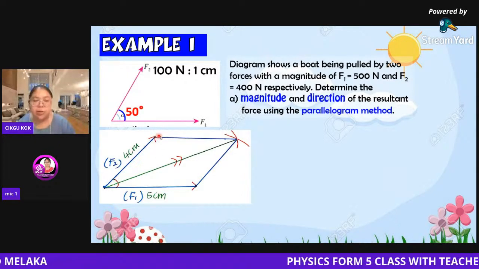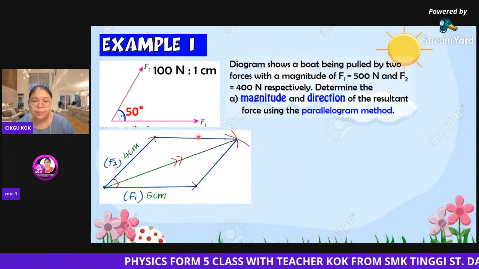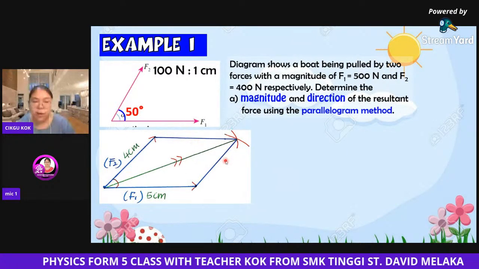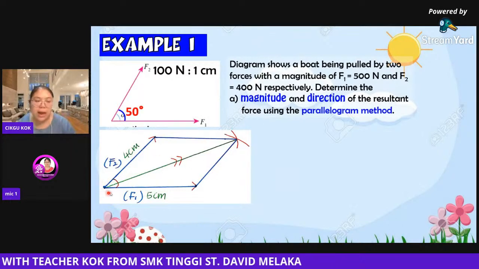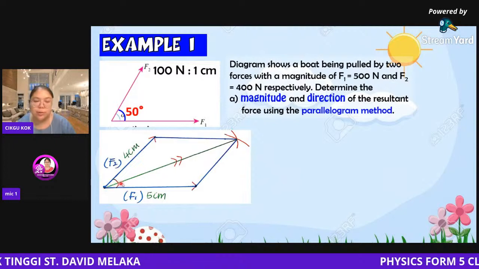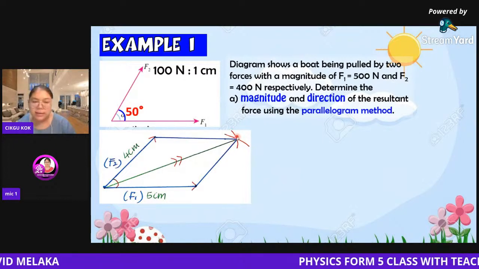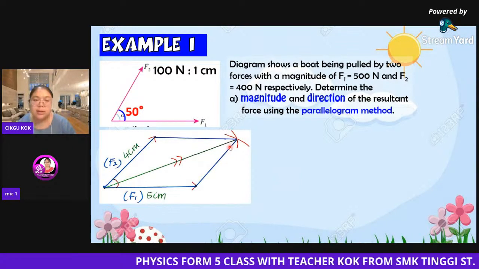So I draw the parallelogram shape. This side must be parallel with F1, and this side must be parallel with F2. Then I need to draw the diagonal line from the starting point to the opposite corner. This one is the longest line in the whole shape.